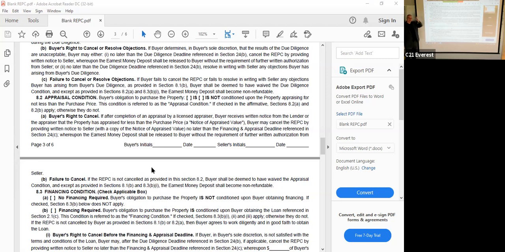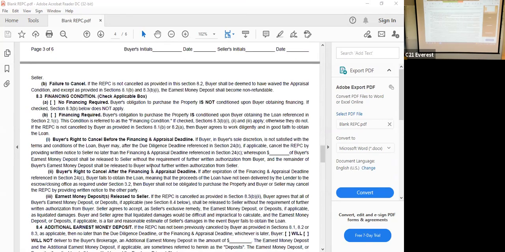So that is how you cancel based on the appraisal versus based on financing. Now you may be thinking, why does it matter? Well, it matters because you could be saving your clients some money. Under the financing section, 8.3, it asks, is this offer contingent upon financing or is it not? Very easy. Box A, no financing is required. Cash offer, it's not going to matter. Okay, great. If you check this, then 8.3B does not apply. Well, if financing is required, then it's going to ask a couple of other questions.